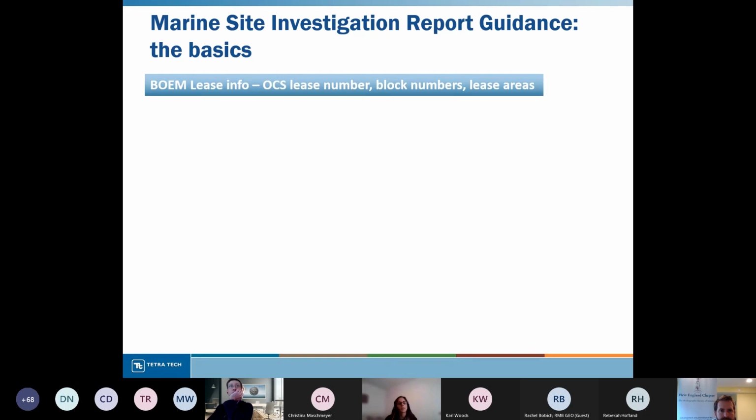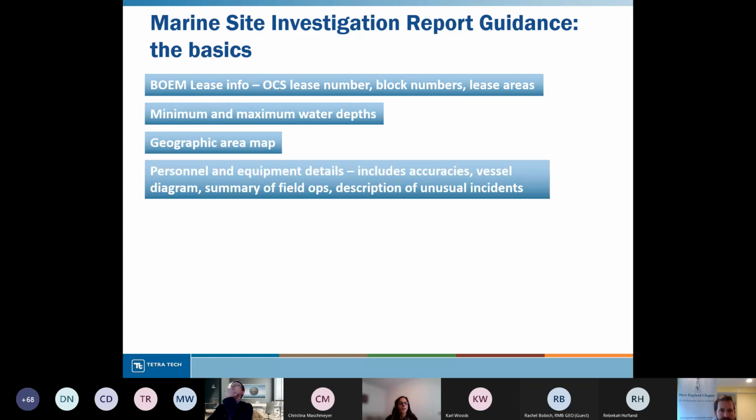This includes really basic things like the lease numbers, the block numbers that Marcus talked about, min and max water depths, geographic area map, personnel and equipment details. So this includes the accuracies of all the sensors, a vessel diagram showing the sensor offsets, summary of field ops, a description of any unusual incidents. If there was any equipment damage or something that ended up with some weird data, we want the reviewer to understand why that data looks the way it does.